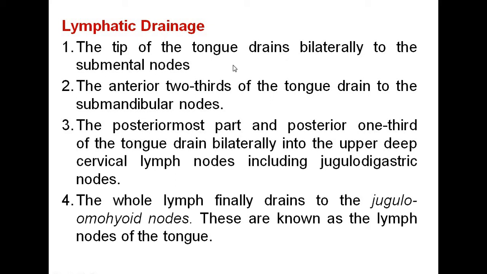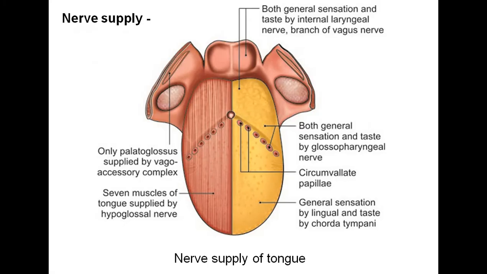To summarize, the tip of the tongue drains bilaterally to the submental nodes. The anterior 2/3 part of the tongue drains to the submandibular nodes. This is the unilateral one. The posterior most part and the posterior 1/3 part of the tongue drain again bilaterally into the upper deep cervical nodes, including jugulo-digastric nodes. The whole lymph finally drains to the jugulo-omohyoid nodes. These are known as lymph nodes of the tongue.